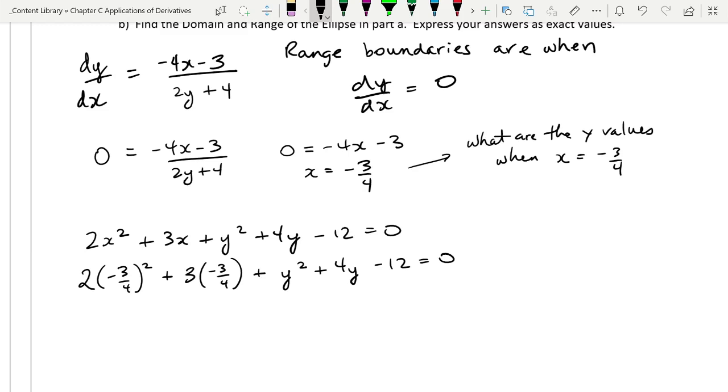Okay, so how do we do this? Well, let's see. 3/4 squared is 9/16, right? But you're timesing by 2, so that's going to be 9/8. Then here you have 9/4. And I might as well move the 12 over because all of those things are a constant. I'm going to have to combine them together.